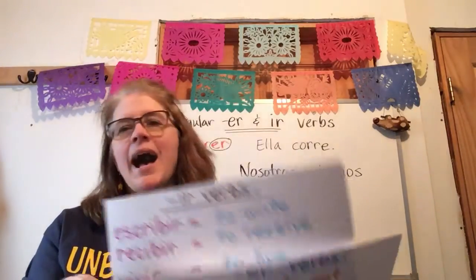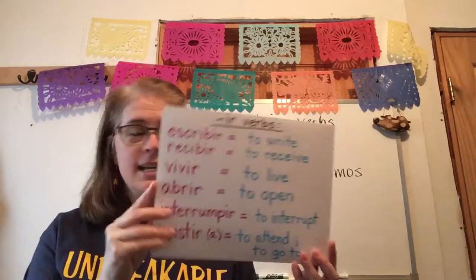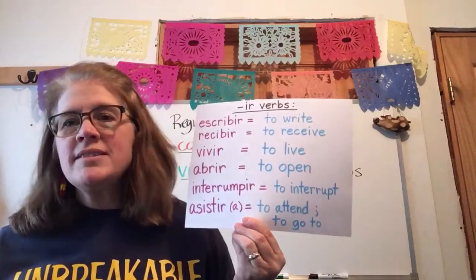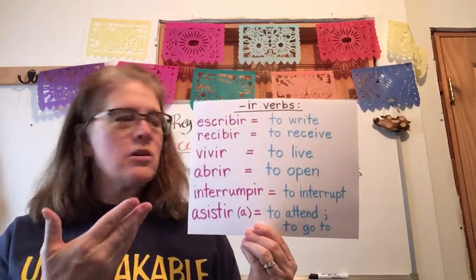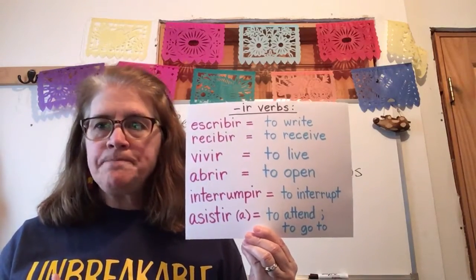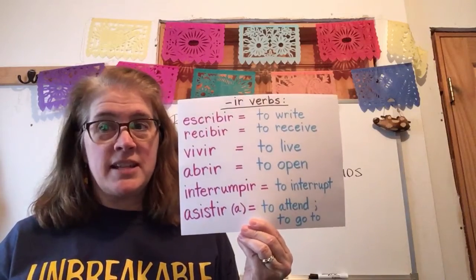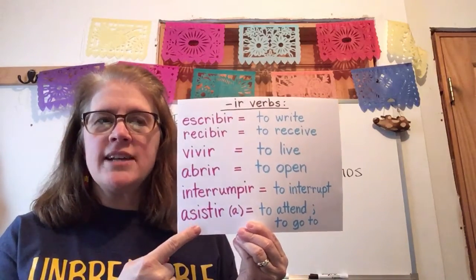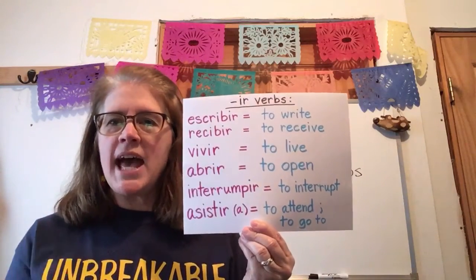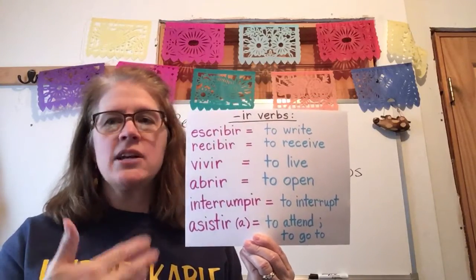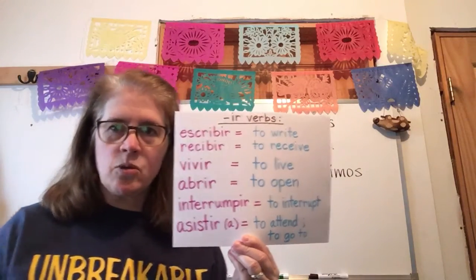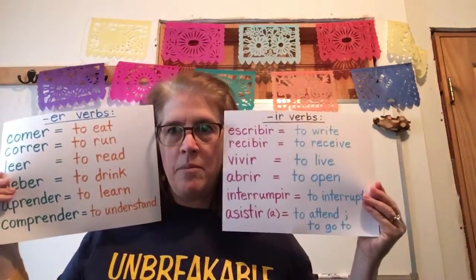Here are the IR verbs that you must memorize. You need to know. Do you remember escribir, to write? New one, recibir, to receive. Vivir, one we just used, is to live. Abrir is to open. Interrumpir, that's a fun one to say. That's to interrupt. And then the last one, guys, asistir a, it's not to assist or to help. It means to attend or to go to. Like if you say, I attend Falconer Middle School or whatever, okay? I go to that school. You need to have these memorized.